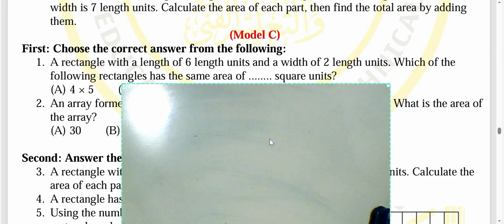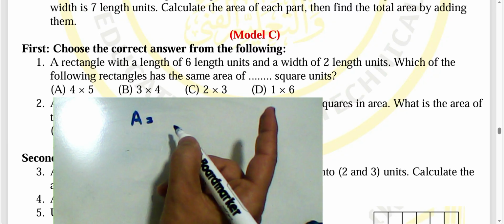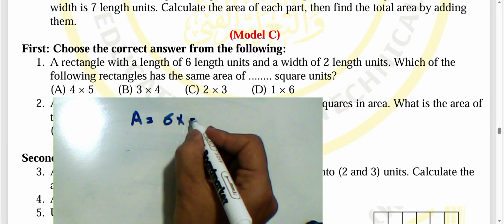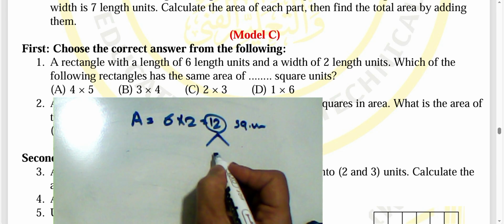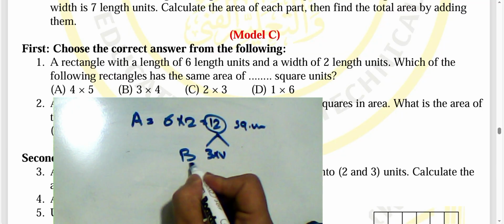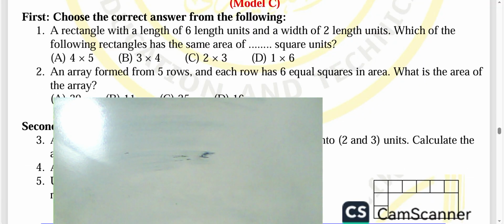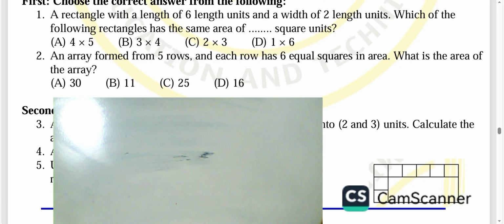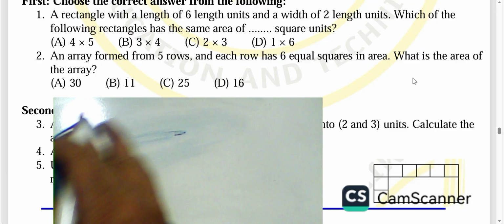Model C. A rectangle with length 6 units and width 2 units. Which of the four rectangles has the same area? We know the area of this rectangle is length times width, 6 by the width 2, then 6 times 2 is 12 square units. We know 12 is equivalent to what? Equivalent to 3 by 4. Then we must choose letter B, because 3 times 4 is 12. Choose letter B. An array formed of 5 rows. Each row has 6 square areas. What is the area of the array? We can find the number of rows times the number of columns. Right, 5 times 6 is 30 square units.